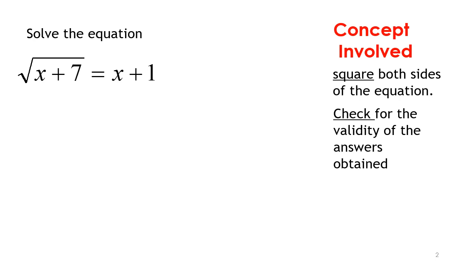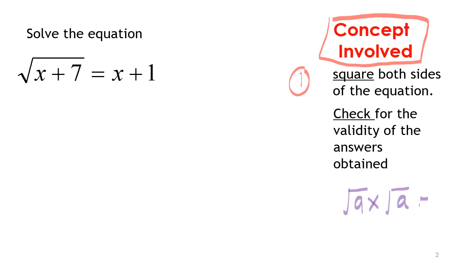So what are the concepts involved when you need to solve equations involving surds? Step number 1: we have to square both sides of the equation. Why do we need to square both sides? Because if you recall what we have learned earlier, square root of a times square root of a, what does it give you? It gives you a, right? So when you square both sides of the equation, you're actually removing the square root sign.